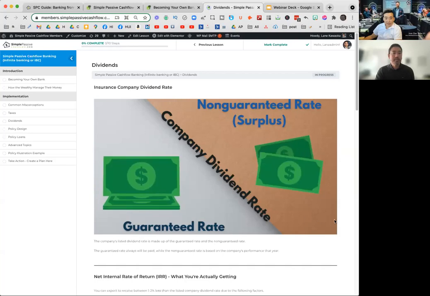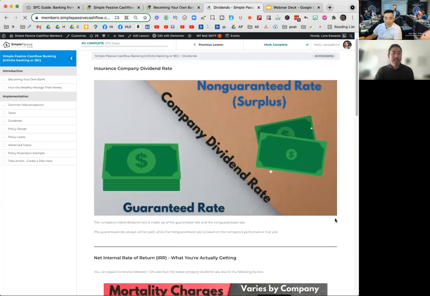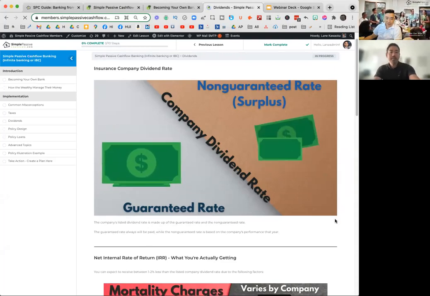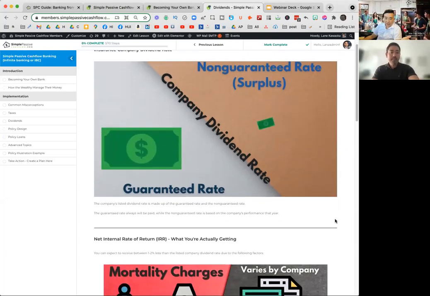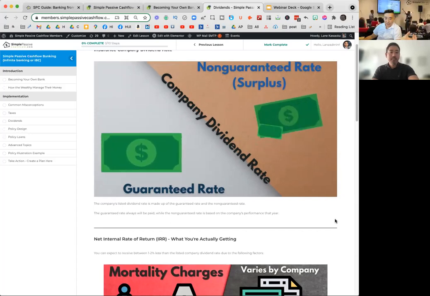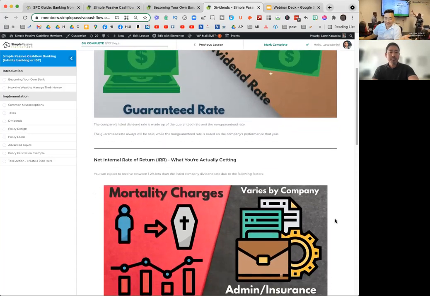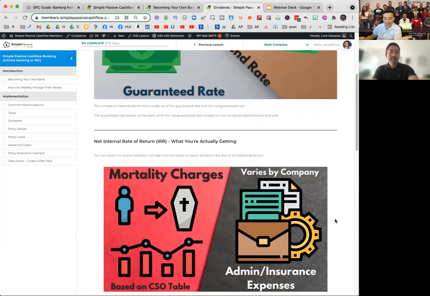Dividends. There is a dividend rate, and when your money is in here, it grows again, tax-free, that portion. Then we're going to be talking about different terms here, such as guaranteed rate. And this is where I honestly don't really understand, so I'm going to probably let Tyler explain most of that type of stuff.